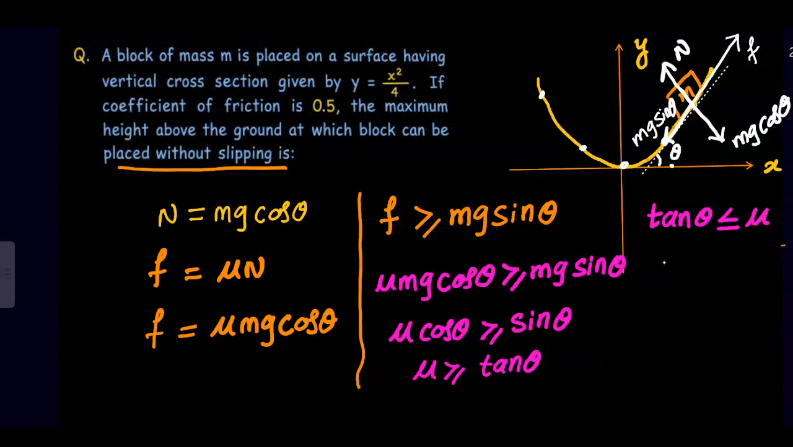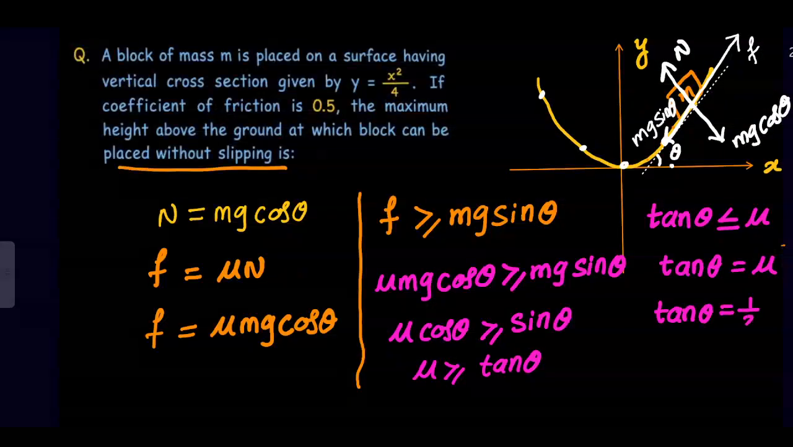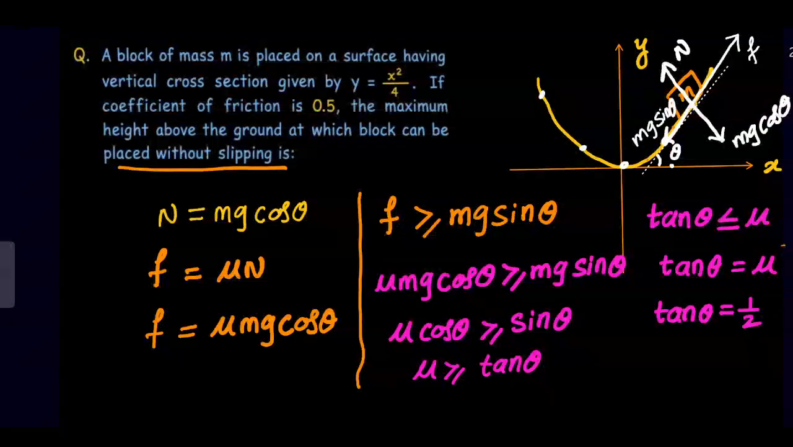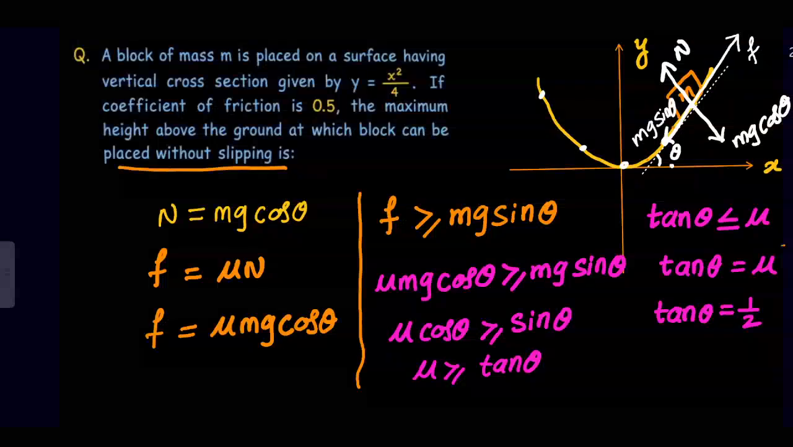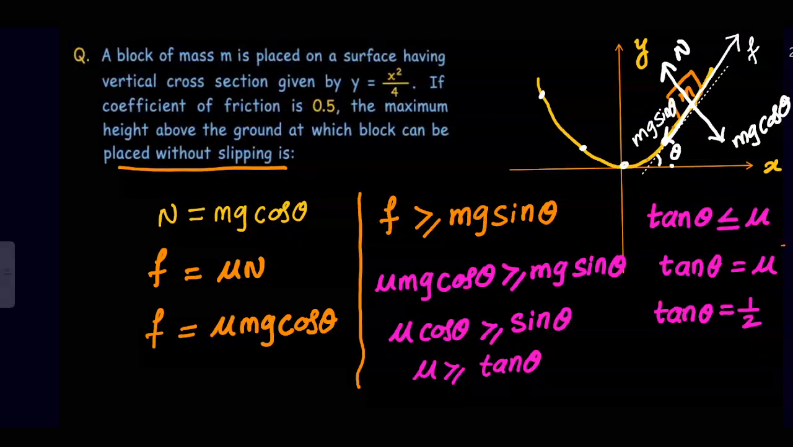Now from this, what is the limiting value of theta? The maximum value of tan theta will be equal to mu only. So we got this mu value. How much is the mu value given in the problem? 1 by 2 is given, no? So tan theta is equal to 1 by 2. Now what do we need to get here? The y value we need to get.